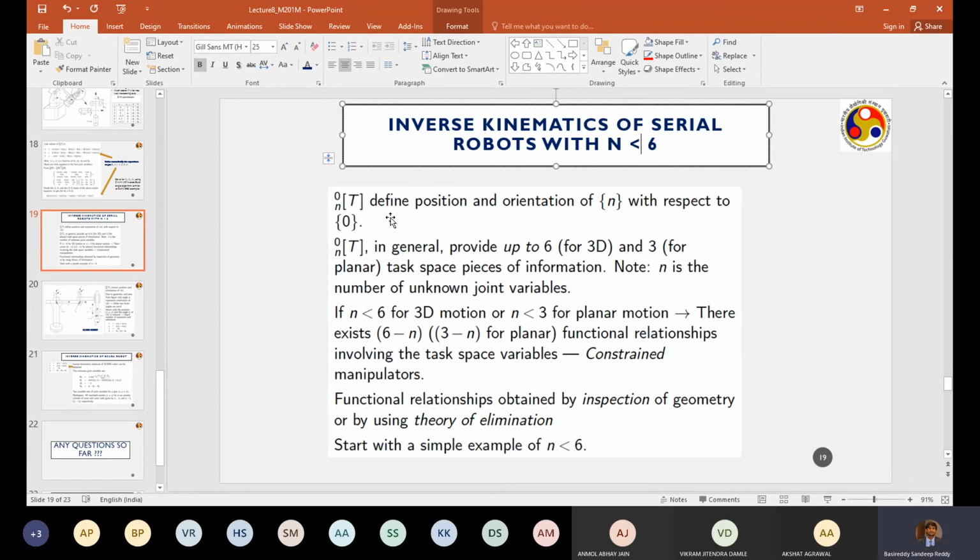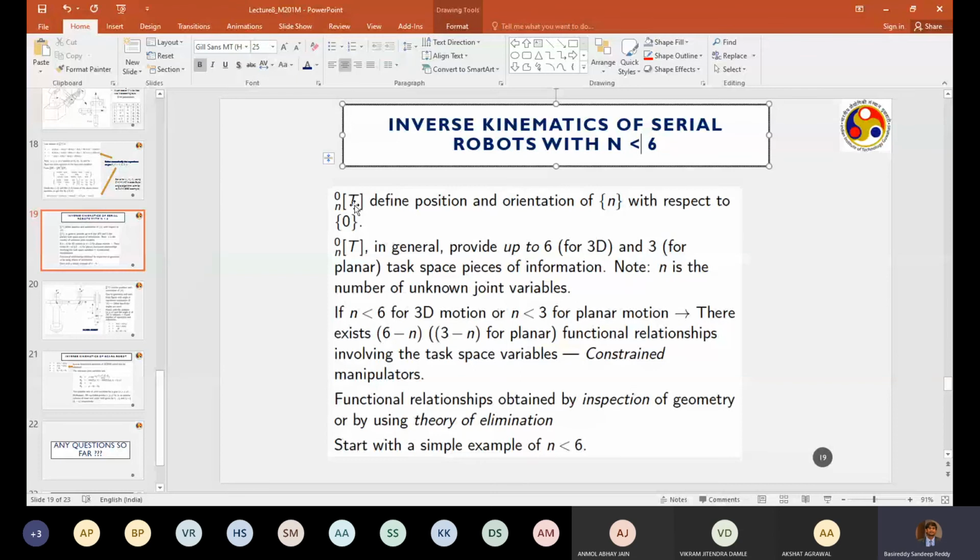Now, what are these functional relations? You can obtain them by inspecting the geometry. In the planar case, it is quite simple. You can just look and make out, or use the theory of elimination. This is outside the scope of our course. It is generally used in 3D cases. But the important part is you should know that if n is less than 6, there will exist 6 minus n functional relations. That is the important part.